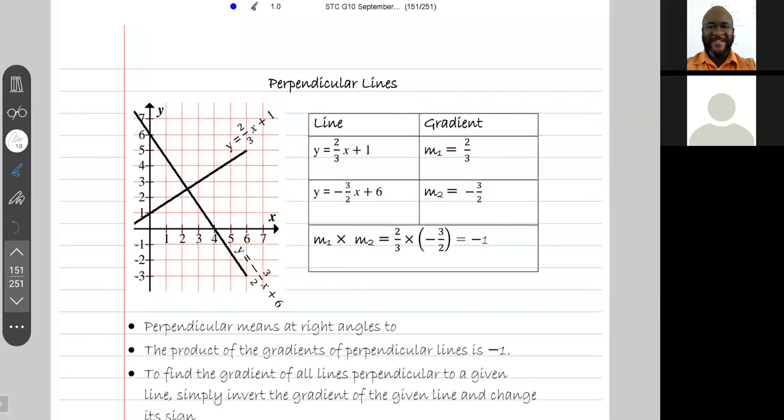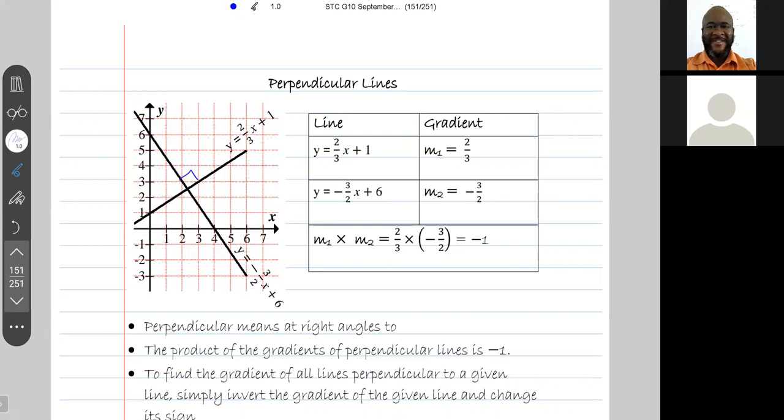Guys, the next thing we're going to look at is perpendicular lines. I would start by saying the word perpendicular means at right angles to. So if two lines are parallel, they never meet, they have the same gradient, and the only thing that is different between them is the y-intercept. But when two lines are perpendicular, the two lines meet at right angles.